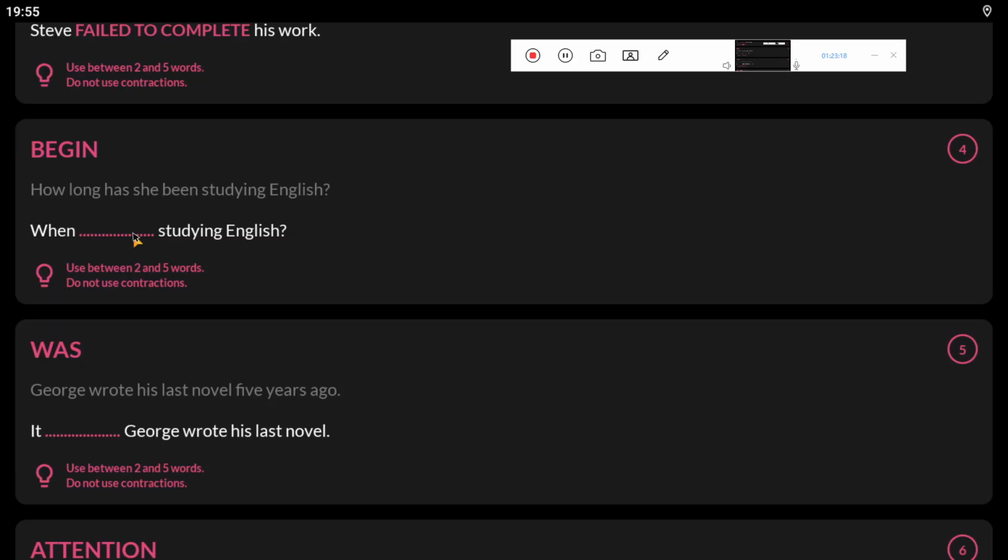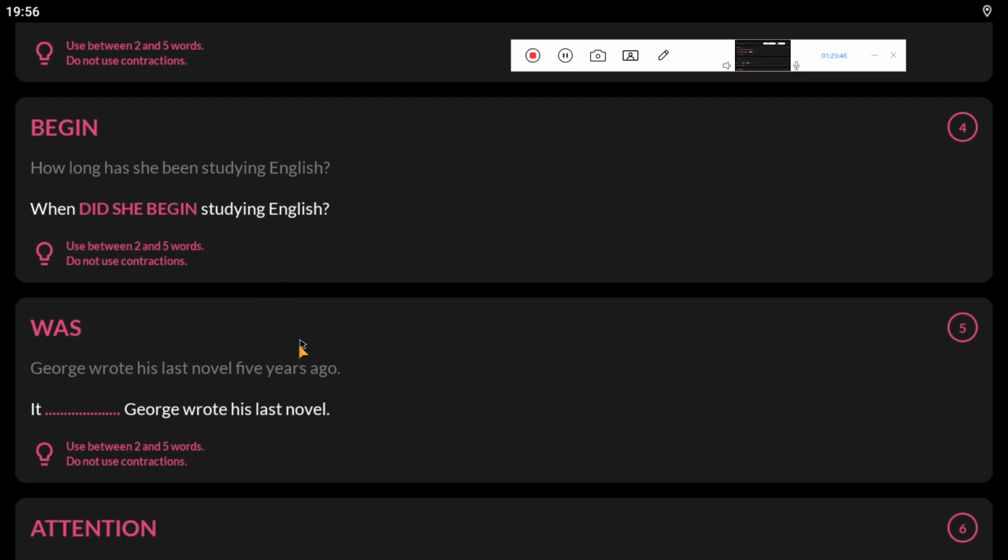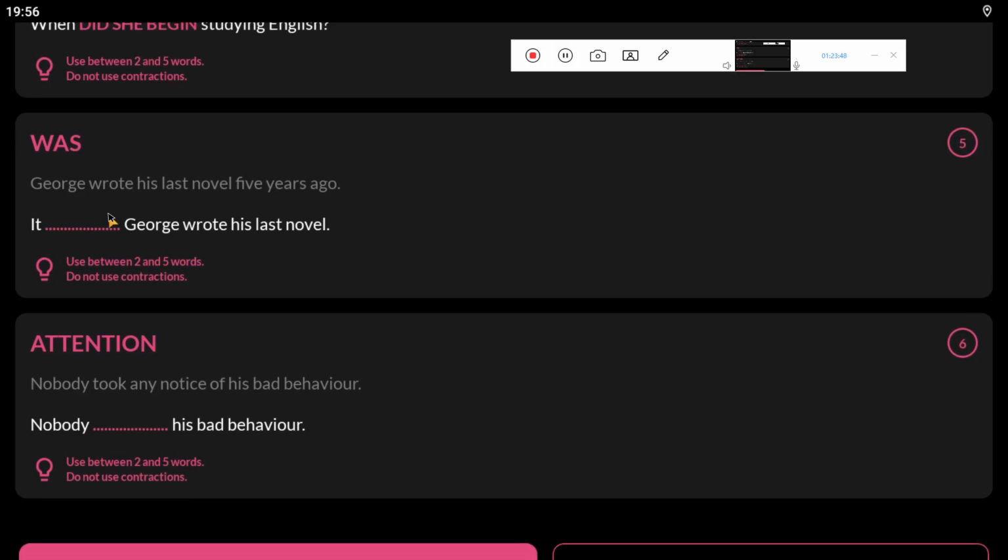Okay, how do you make a question using the simple past? When, did, right? Because when it comes to making questions, you have to use the auxiliary verbs at the very beginning. So, when did she begin, right? Studying English. ¿Cuándo empezó a estudiar inglés, right? When did she begin studying English? And that's it. The next one, please.